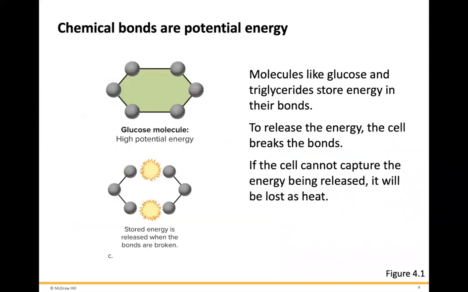So chemical bonds are a potential energy. A bond is between two molecules. Okay, so molecules like glucose and triglycerides will store energy within their bonds. To release the energy, the cell breaks the bonds. So whenever you store energy, you're forming bonds. Whenever you release energy, you would be breaking these bonds. If the cell cannot capture the energy being released, it will then be lost as heat.